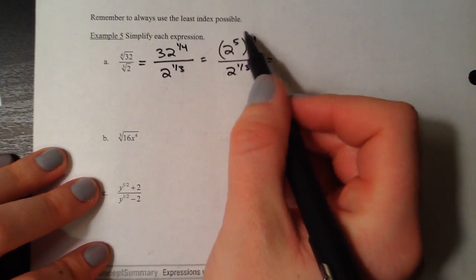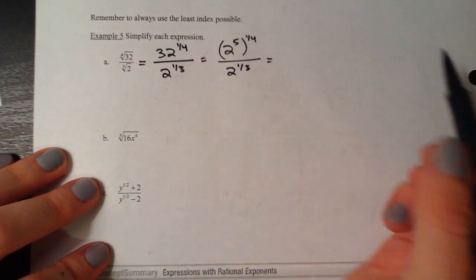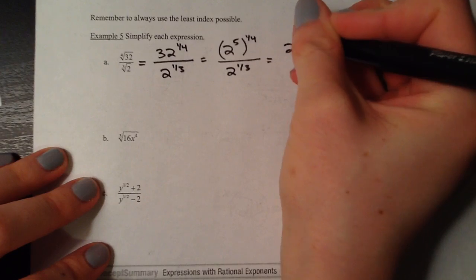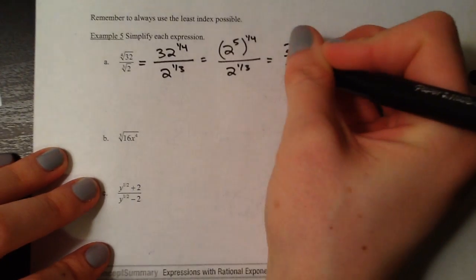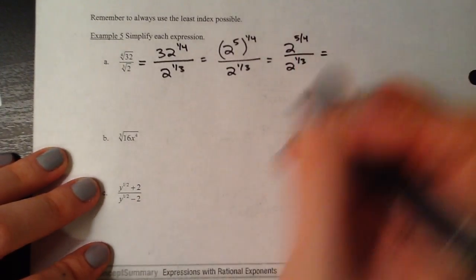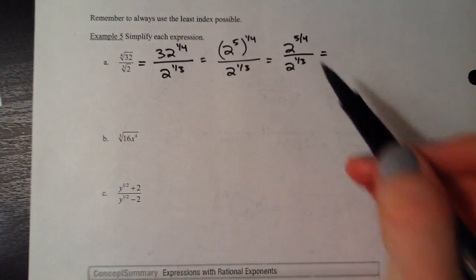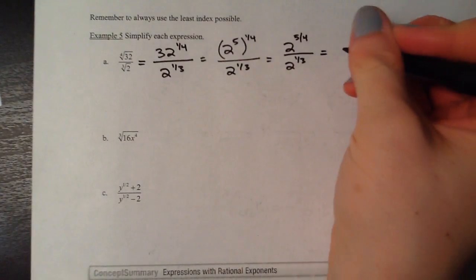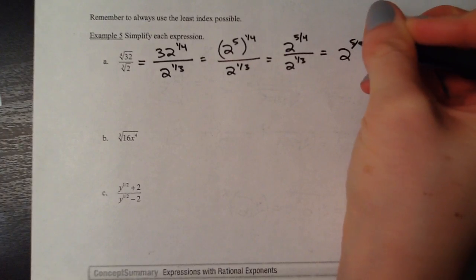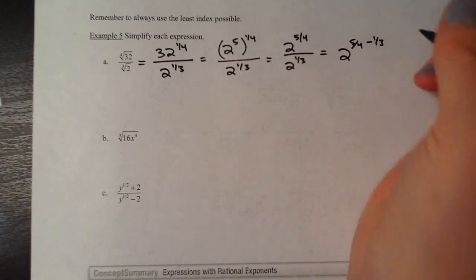Now I'm going to simplify this up. So 2 to the 5th, then to the 1/4. I multiply those exponents together, and I get 2 to the 5/4 over 2 to the 1/3. Finally, we can apply one of our properties that says if we have a base over a base, we can subtract their exponents. So I subtract 5/4 minus 1/3.